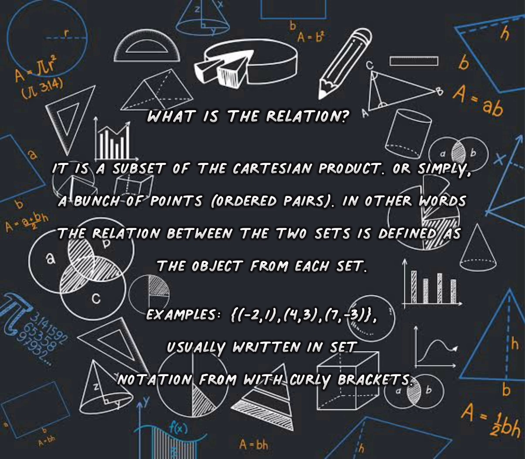What is a relation? It is a subset of the Cartesian product, or simply a bunch of points, ordered pairs. In other words, the relation between two sets is defined as the object from each set. Examples: (-2, 1), (4, 3), (7, -3). Usually written in set notation with curly brackets.